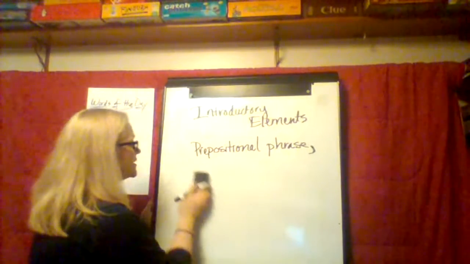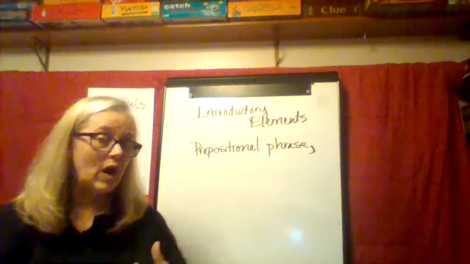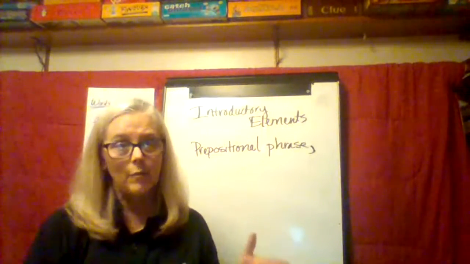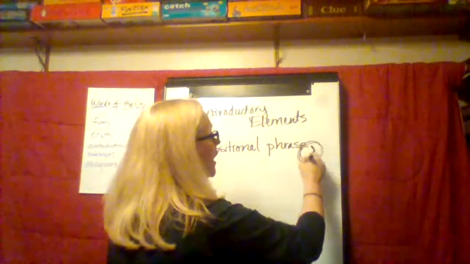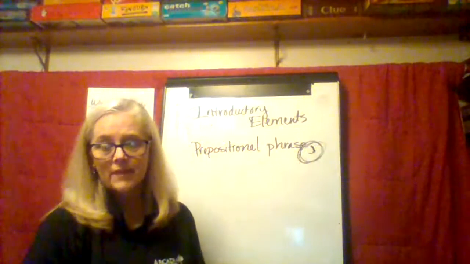So introductory elements are a little bit easy to figure out and to find in a sentence because they come at the beginning of the sentence, and they always require a comma. All right.